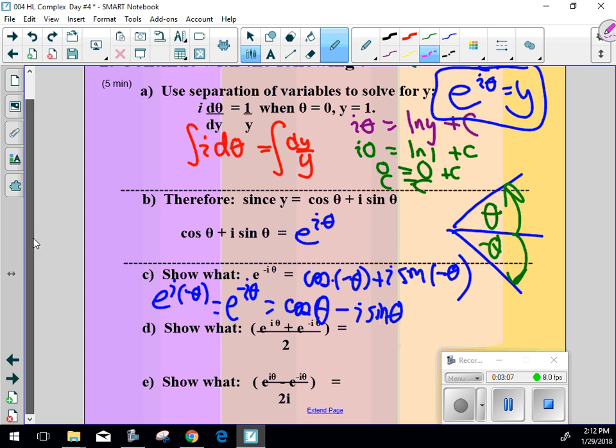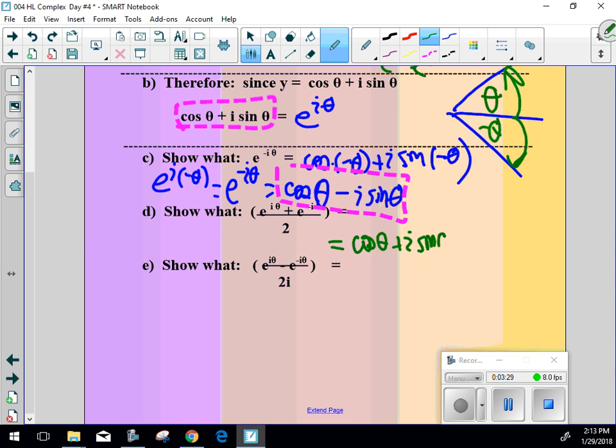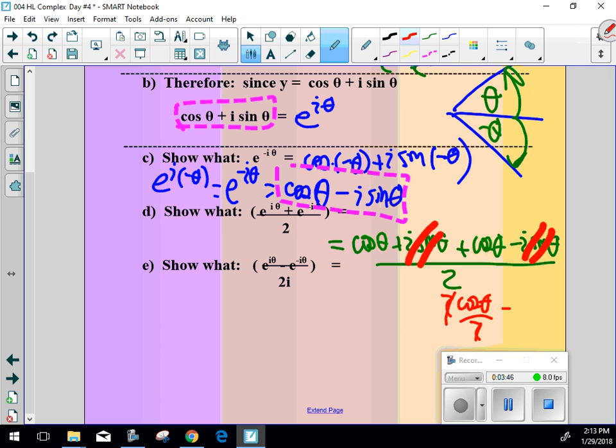All right, next, they would like you to figure out what e to the i theta plus e to the negative i theta is. Well, all you do is just plug these in. e to the i theta is this, e to the negative i theta is that, and you probably guessed it, things are going to cancel out. Cosine theta plus i sine theta, and then this one's going to be plus cosine theta minus i sine theta. What happens to the i sine thetas? Goodbye. They're gone. So now we have 2 cosine theta over 2, which is cosine theta.